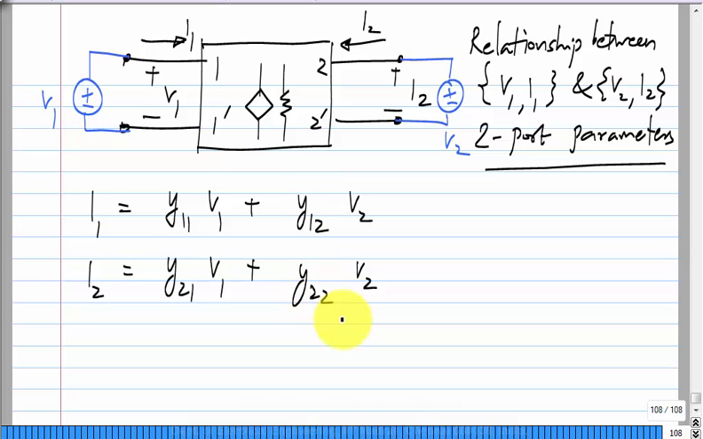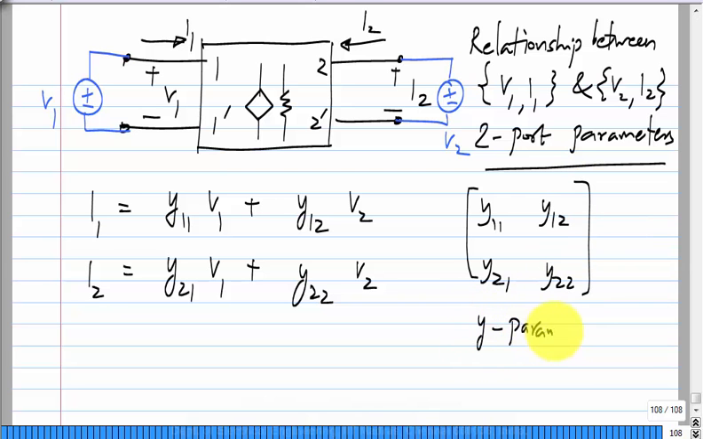So, this is the standard notation, and in this particular case, when you are expressing currents in terms of voltages, these 4 parameters are also expressed in matrix form. These are known as the Y parameters of the network N, and this is like the conductance. Okay, it's not a single number, it's a 2 by 2 matrix.